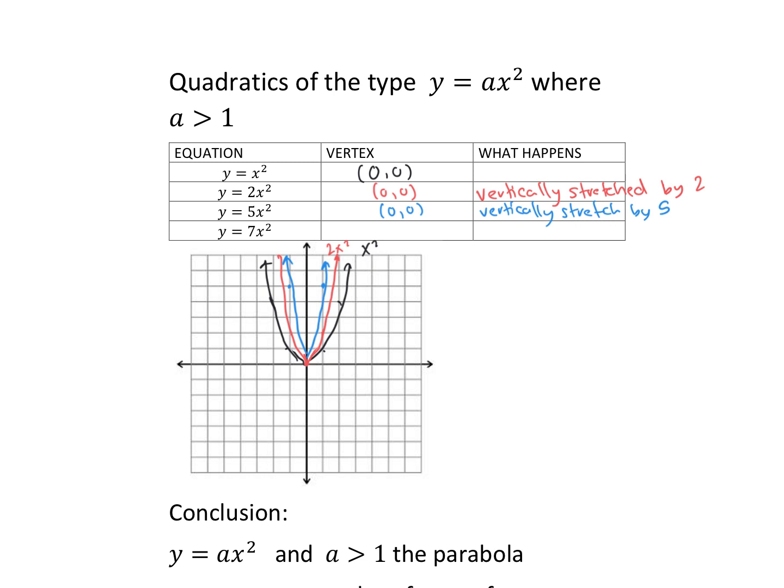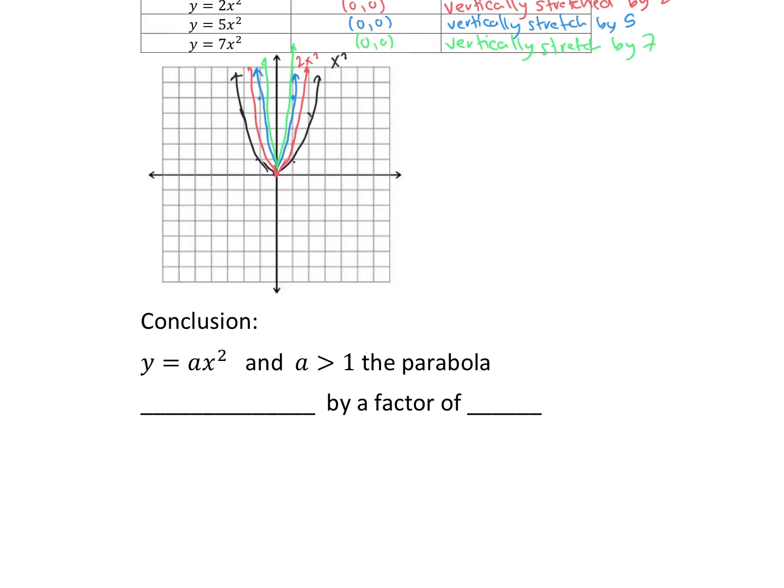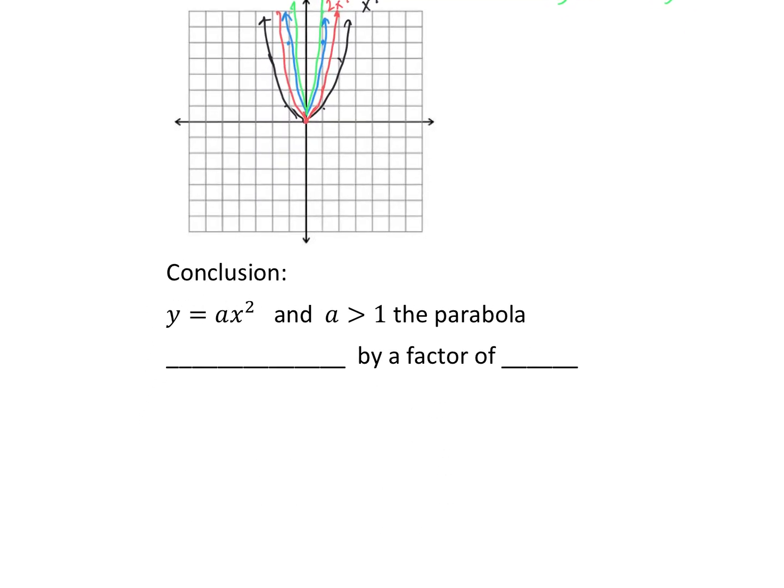And then finally, if I do 7, my points are going to be way up here. So it's going to be vertically stretched even more. Vertex remains at 0, 0, but it will be vertically stretched by 7. So it's 7 times as high as the other one. So it's like pulling it up. A compression is like squishing it down, and a stretch is like pulling it up. So my conclusion would be, if I multiply by a and a is a positive number, the parabola will be stretched by a factor of a.